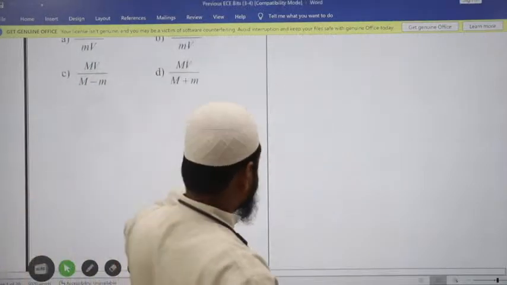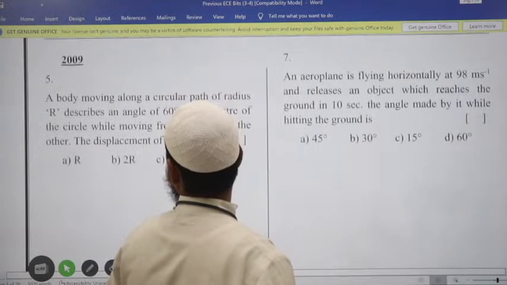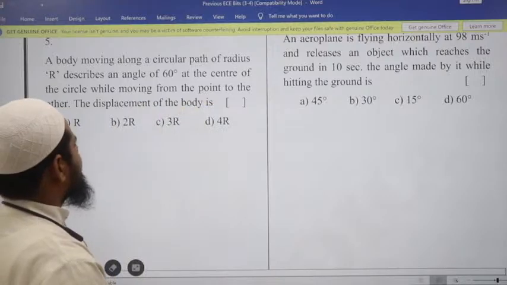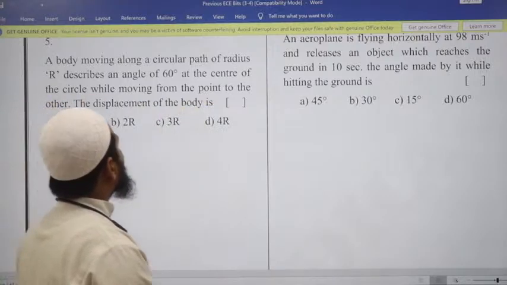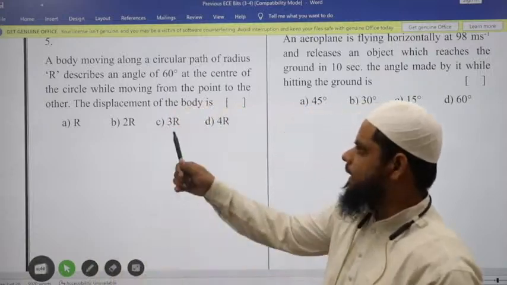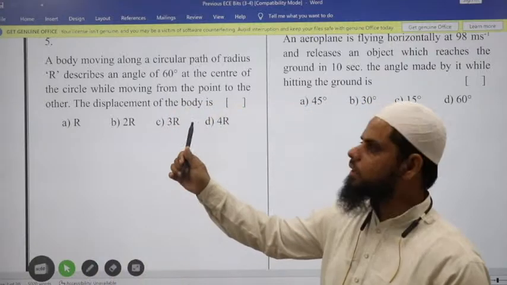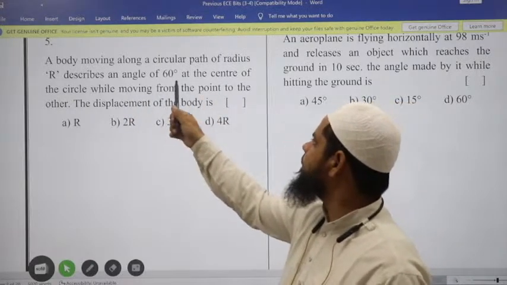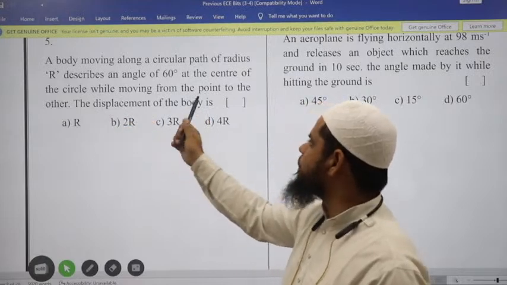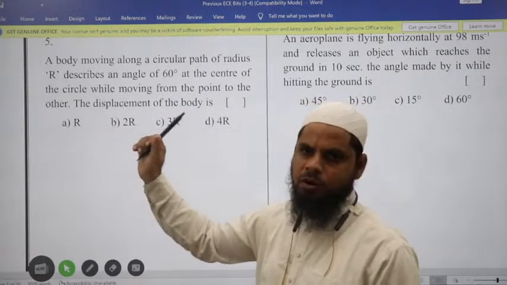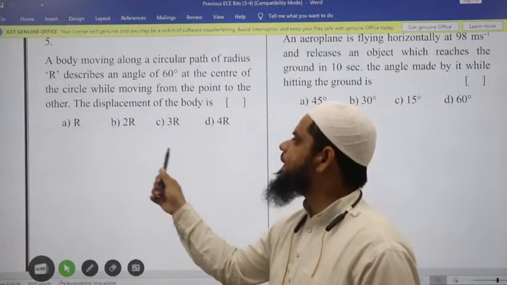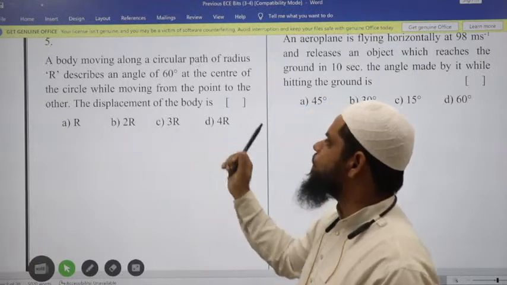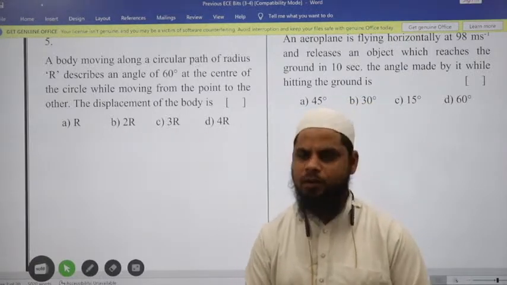Next one. Fifth one. A body moving along a circular path of radius r, describing an angle of 60 degrees at the center of the circle while moving from one point to another point. That angle is 60 degrees. Find the displacement of the body. In that case, what is the displacement?